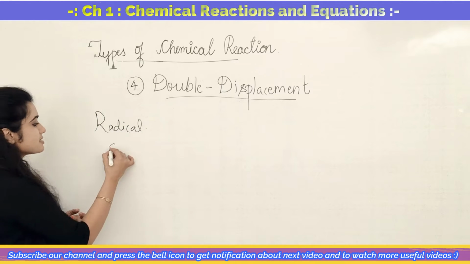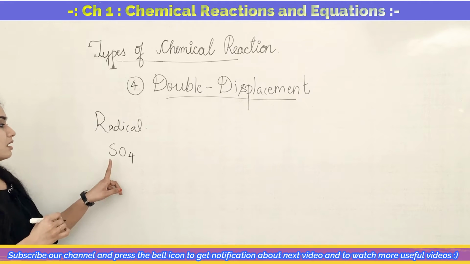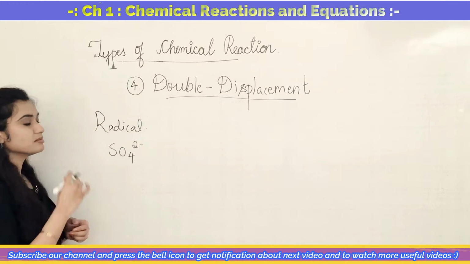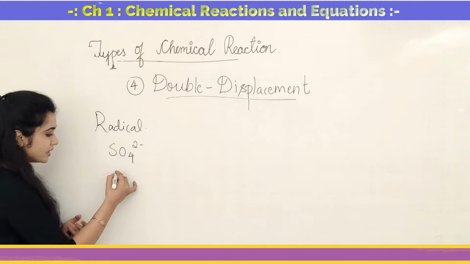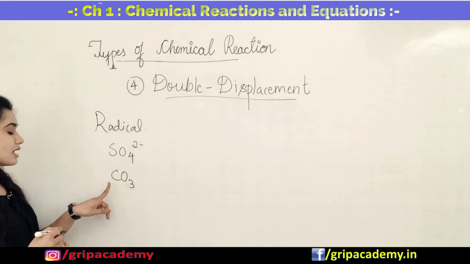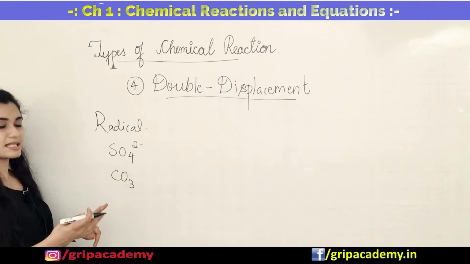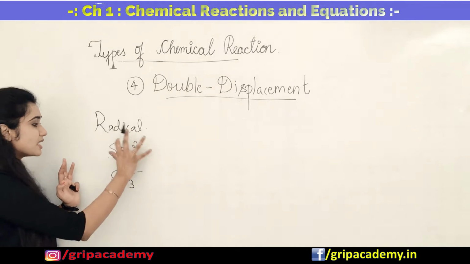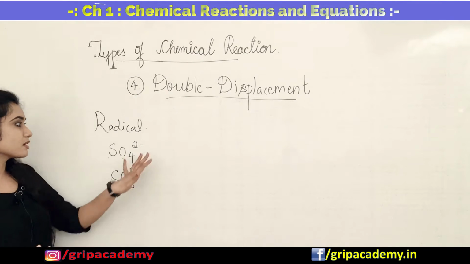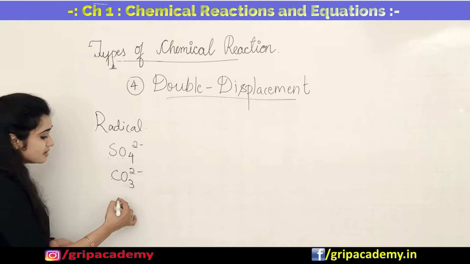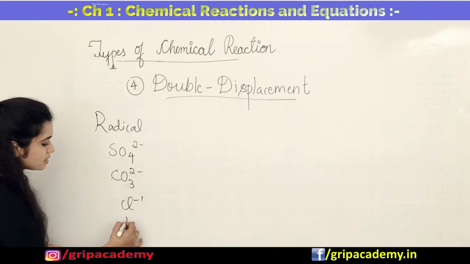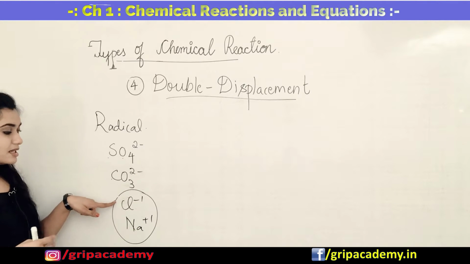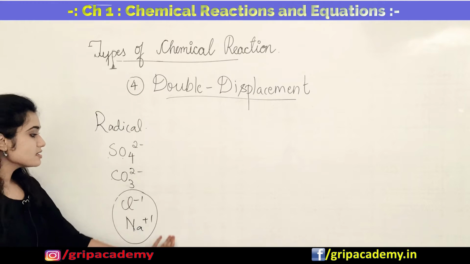For example, you can consider sulfate, SO4. Sulfur and oxygen together will exhibit a valency of -2, and if you consider a carbonate radical, which is CO3, carbon and oxygen together will exhibit a valency of -2. Like this, a group of atoms together, if they are showing a similar valency, you can call them a radical. And chlorine -1 or sodium Na+1, these also you can consider as ions or a positive or a negative radical. Okay, fine. So this is all about radicals.